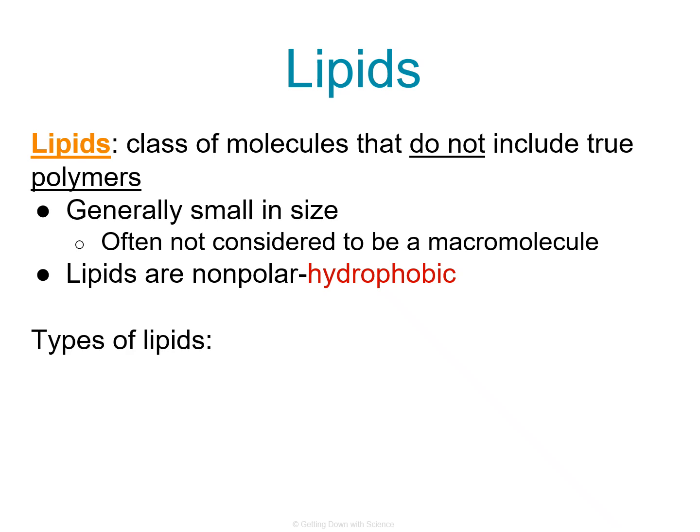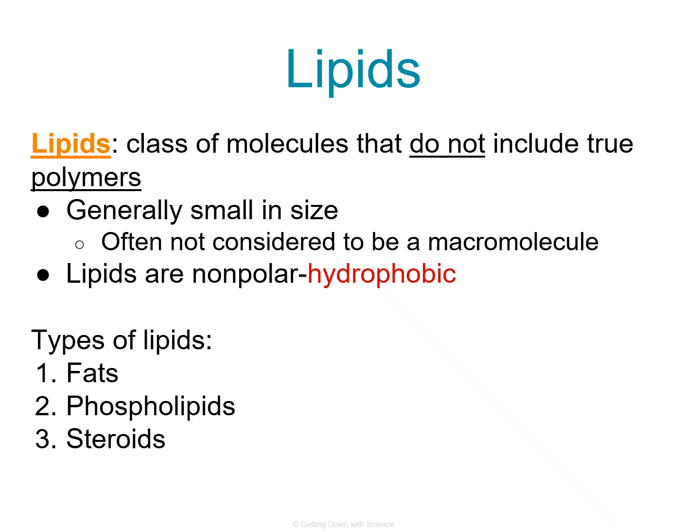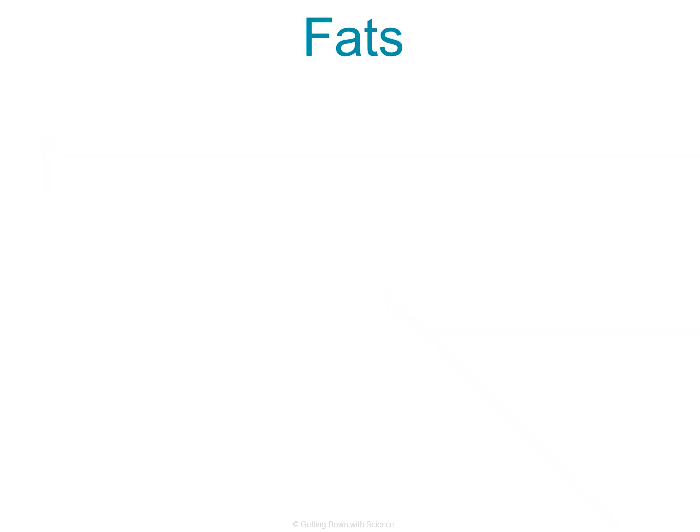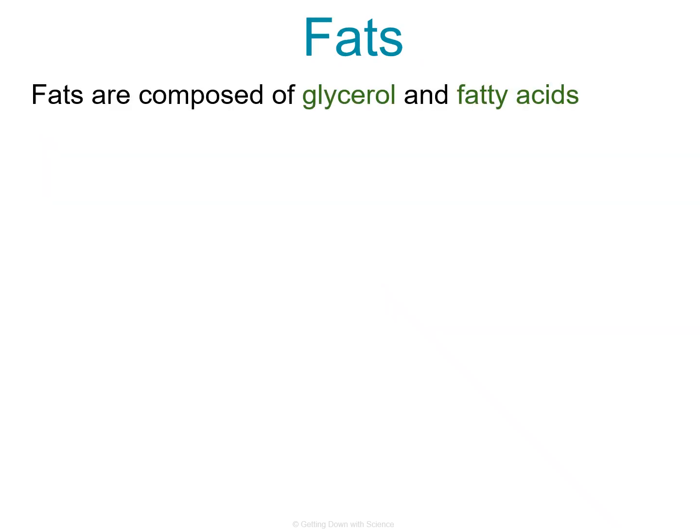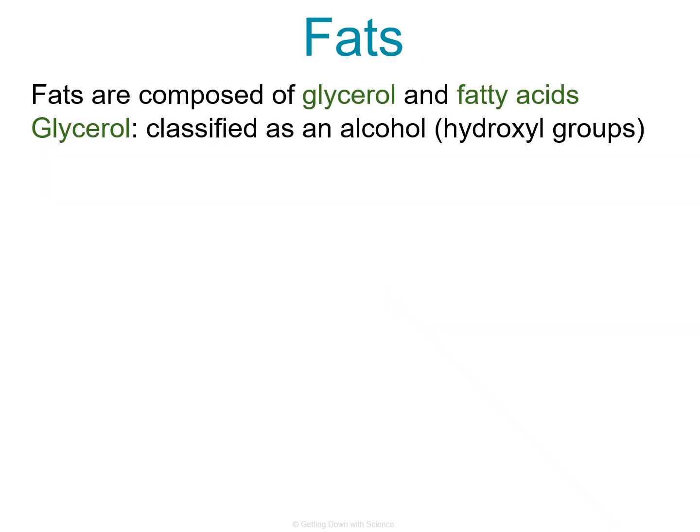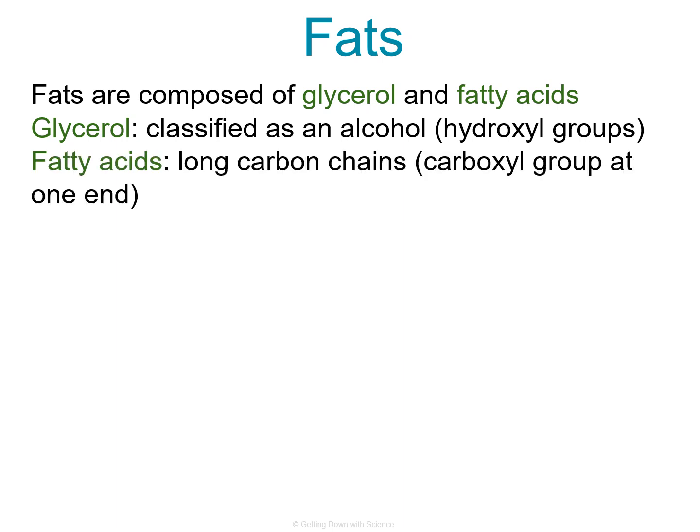So there are different types of lipids. We have fats, phospholipids, and steroids. So fats are comprised of a glycerol and a fatty acid. And a glycerol is classified as an alcohol. A fatty acid is a large chain of carbons with a carboxyl group at one end.